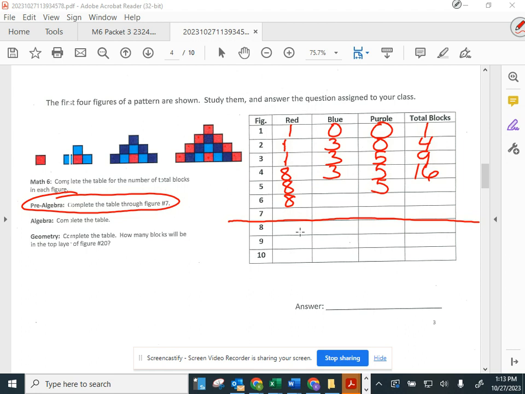I'm looking at the total blocks. This was, I added 3. Yeah. This was, I added 5. This one, I added 7. Are we going to add 7 again? I would add 9 because I'm going up by those odd numbers.